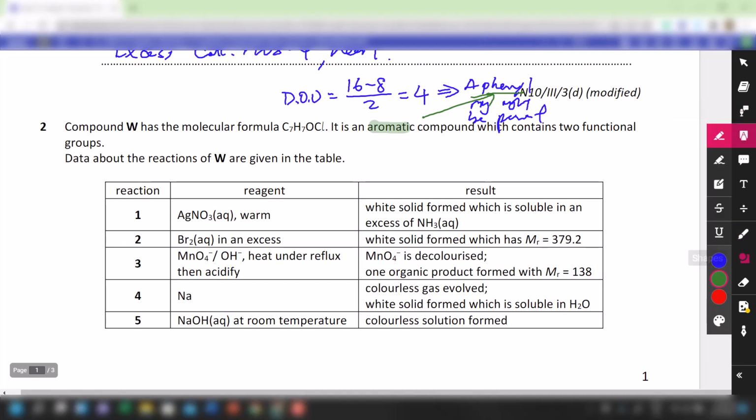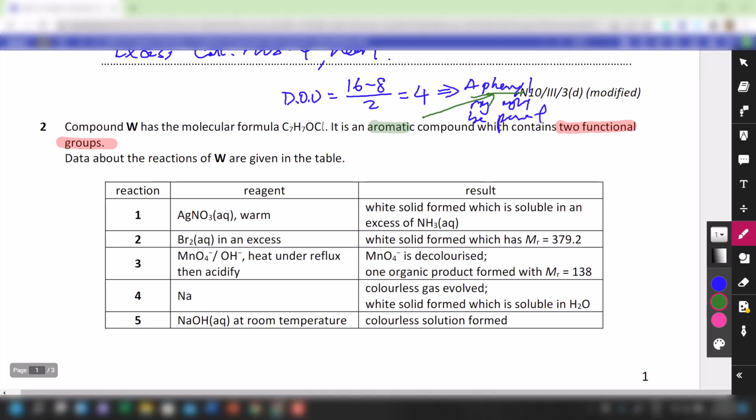Of course, there's another clue being given to us explicitly. It contains 2 functional groups. Usually for phenyl ring or benzene or arenes, we don't consider that as a functional group, although strictly speaking, they are. So in this case, we might want to look beyond a phenyl ring or benzene ring as a functional group. So we will need to look at the reactions given to us, and we see how we can proceed from there.